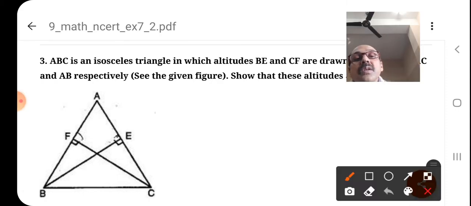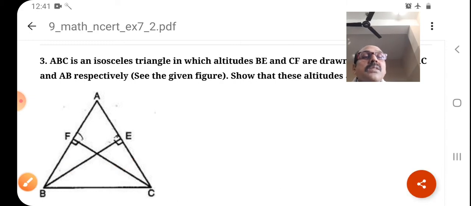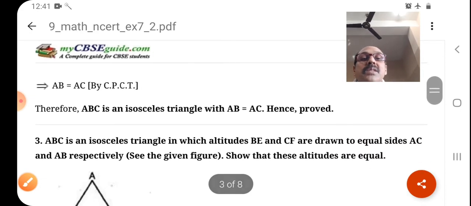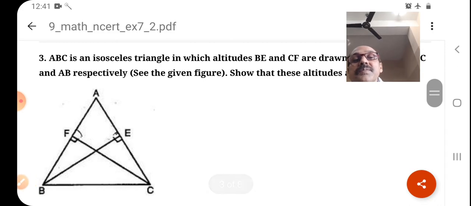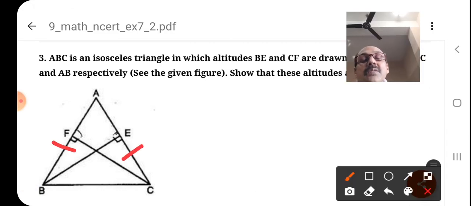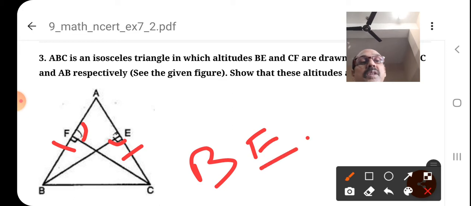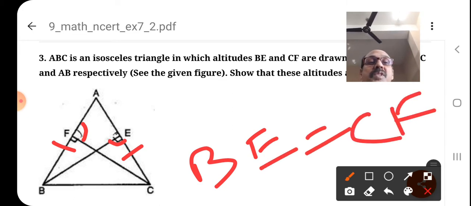So these two sides are equal. Show this, and it is given ABC is an isosceles triangle and two equal sides AB and AC. This side and this side are equal, and this angle 90, this angle 90, because BE and CF are perpendicular. It is given. So these two altitudes BE equal to CF. This is our question. Okay. Show this, BE equal to CF.